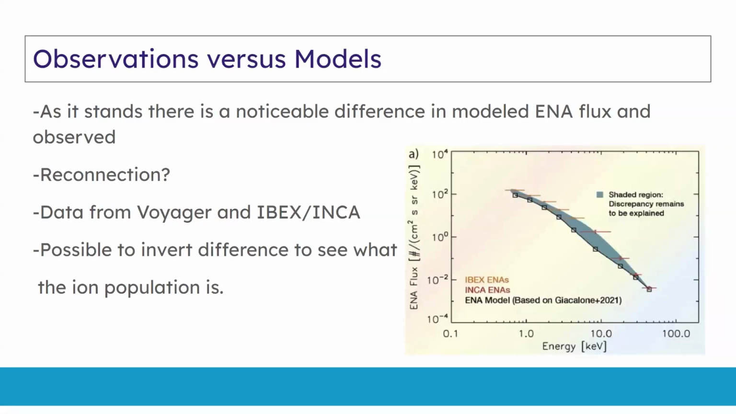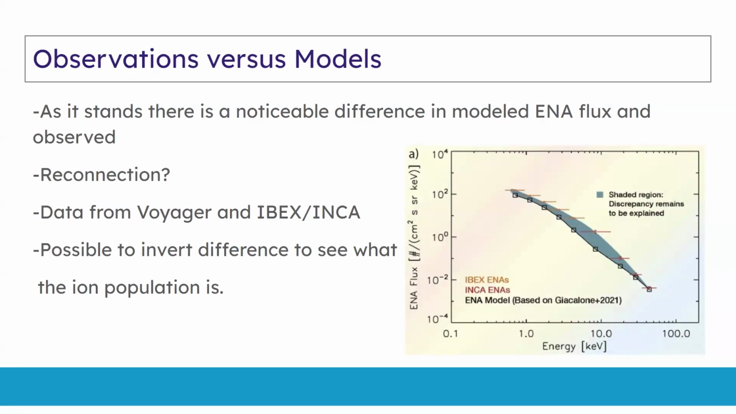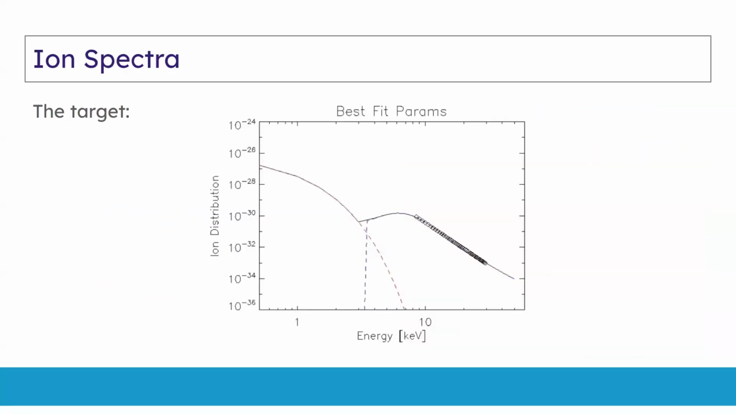So they take the difference between these distributions and generate another distribution of ions. With this distribution of ions, we can get the expected energetic flux. Just to make sure, we're measuring energetic neutrals here, and we're measuring ions here. This is my target. This is what I want to see. I want to see if magnetic reconnection can reproduce this ion distribution.